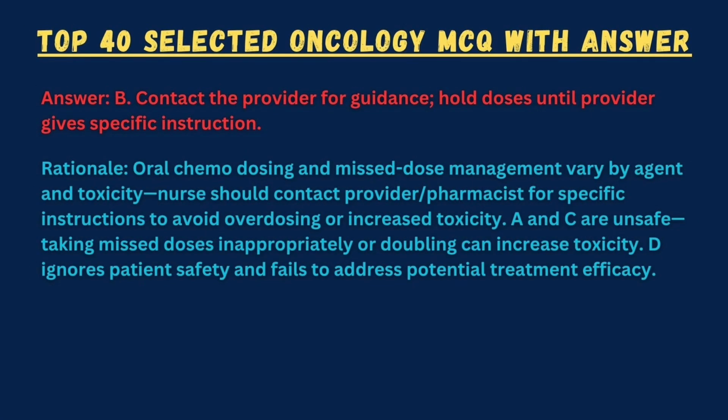Answer: B. Contact the provider for guidance. Hold doses until provider gives specific instruction. Rationale: oral chemo dosing and missed dose management vary by agent and toxicity. Nurse should contact provider or pharmacist for specific instructions to avoid overdosing or increased toxicity. A and C are unsafe. Taking missed doses inappropriately or doubling can increase toxicity. D ignores patient safety and fails to address potential treatment efficacy.